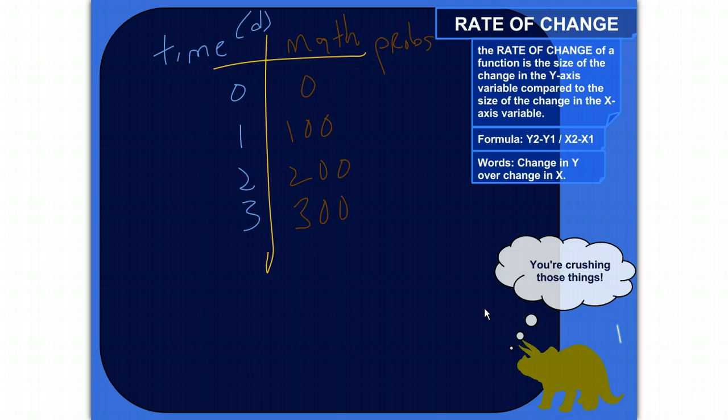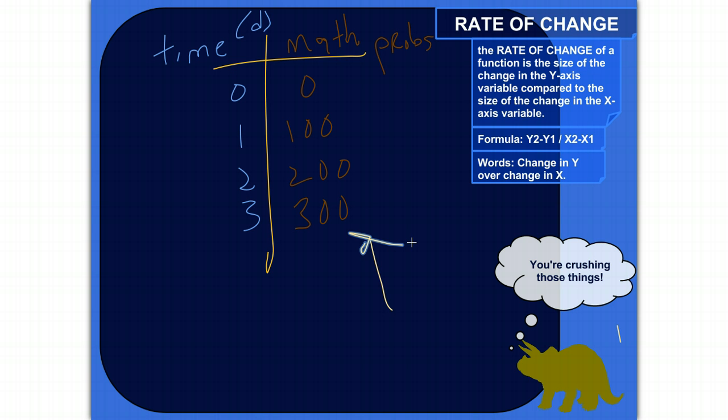I'm going to show you something cool here. It's finding the rate of change of a function if the function is given to you in a table like this guy right here. So it's not a line or something on the graph, it's just a table of values that are related to each other.